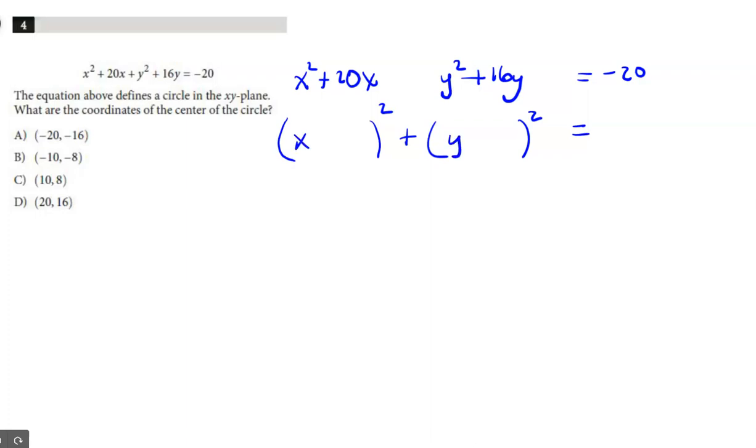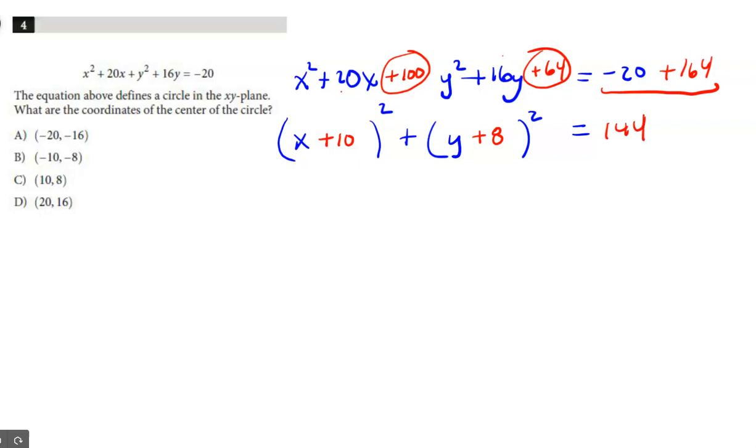So here we go. We chop the b term in half, which is 10. And then we square it, and we put that right here. And then we chop the b term here in half, and then we square it. And so it looks like we've added 164 to the left, so we need to add 164 to the right. And combining these two terms gives us 144, which remember is our r squared. So our radius is 12.